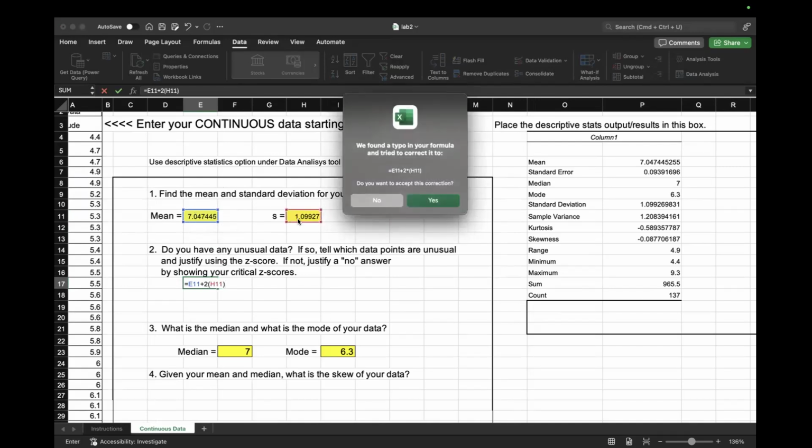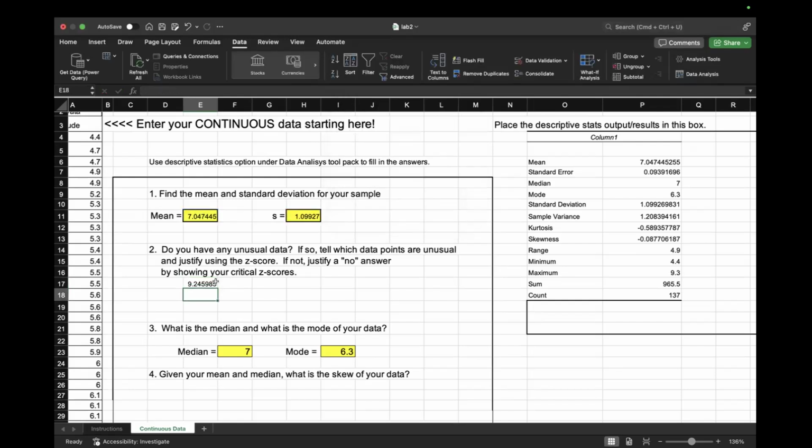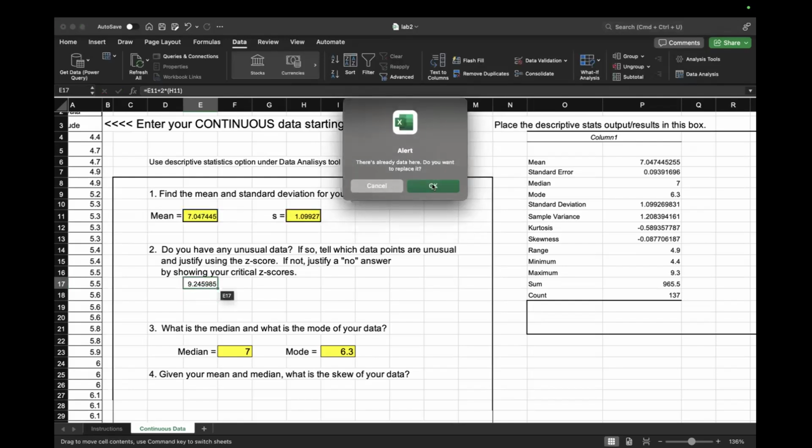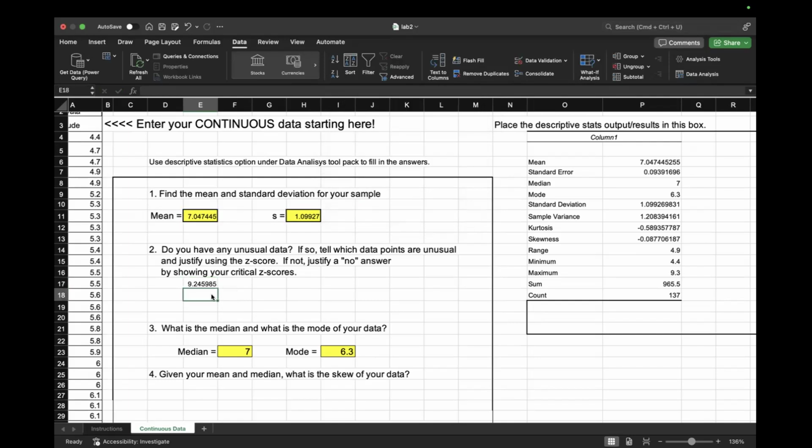What this gave me is the number that if any of my data values are above that number, it's an outlier. Then I would do the mean minus 2 times standard deviation, enter. That gives me the lower value. Any value below that would be an outlier. That is one way to do it.